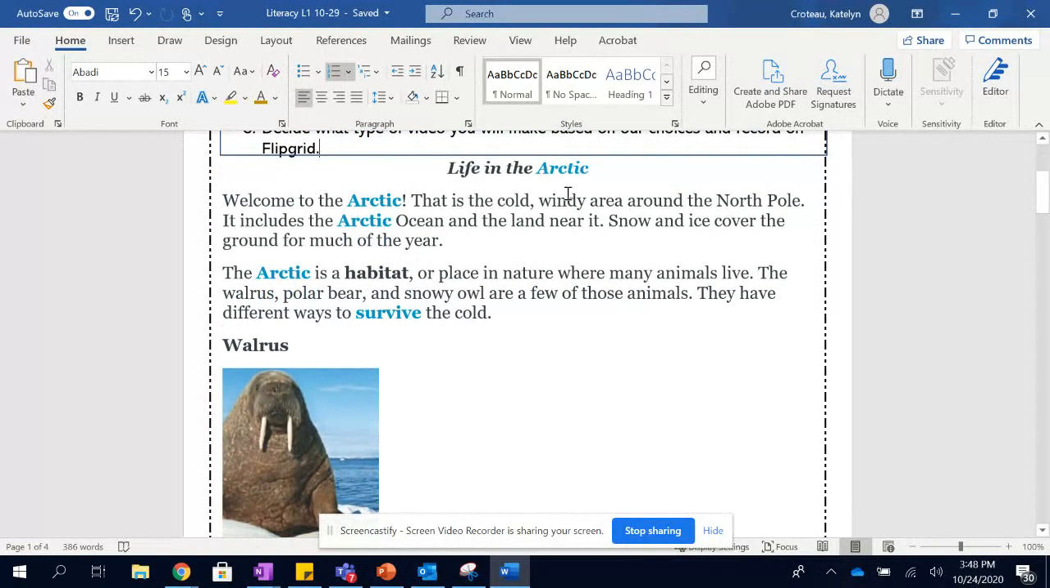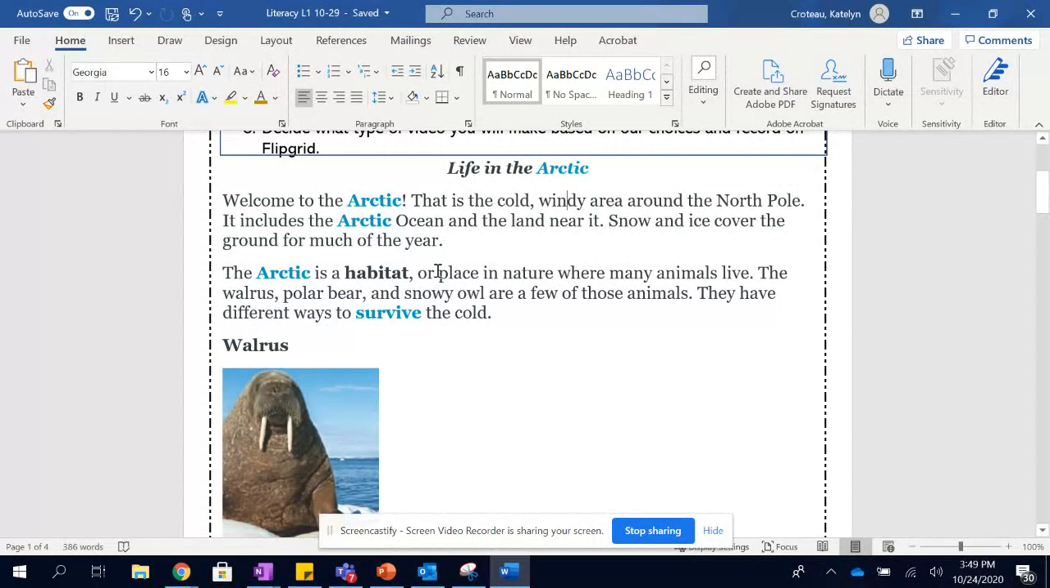Okay, so here's the article itself. It's called Life in the Arctic. Welcome to the Arctic. That is the cold, windy area around the North Pole. It includes the Arctic Ocean and the land near it. Snow and ice cover the ground for much of the year.